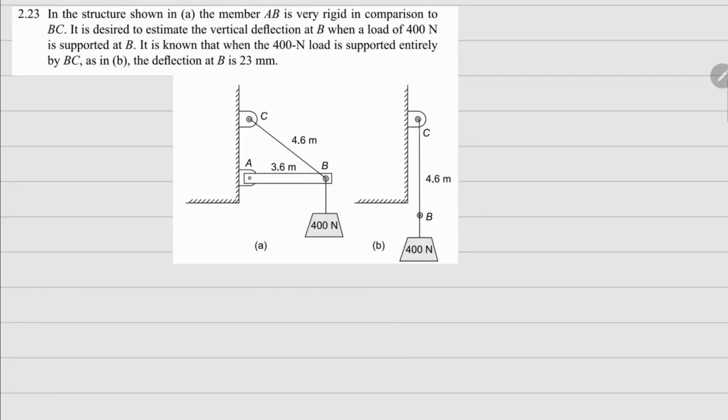This one is 2.23. Here there is a structure shown, and in this structure this member AB right here is rigid and this BC member is elastic in nature. We need to figure out the vertical deflection at point B because of this load of 400 newtons.